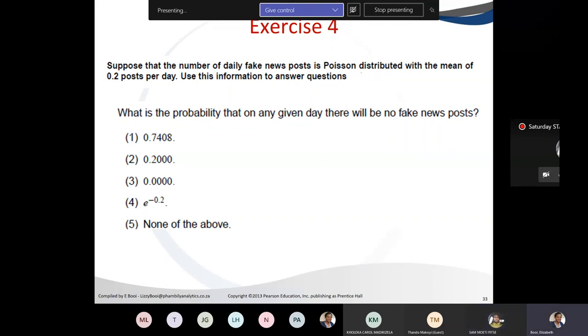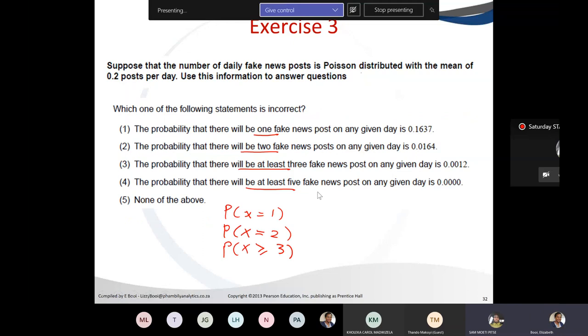Remember number four, they are asking you, what is the probability that there are no fake news? The probability of X equal to zero. That's all they're asking you. Are you still busy? No, I'm done.